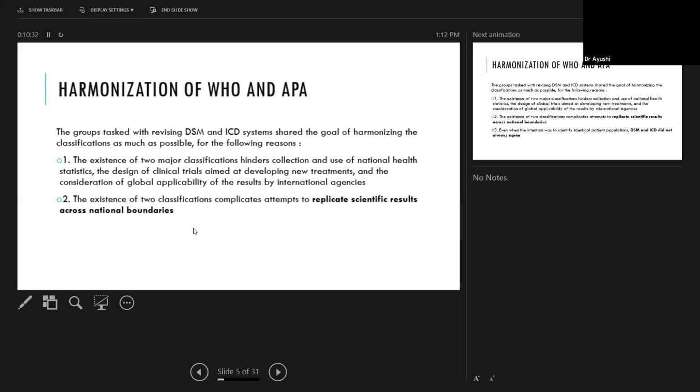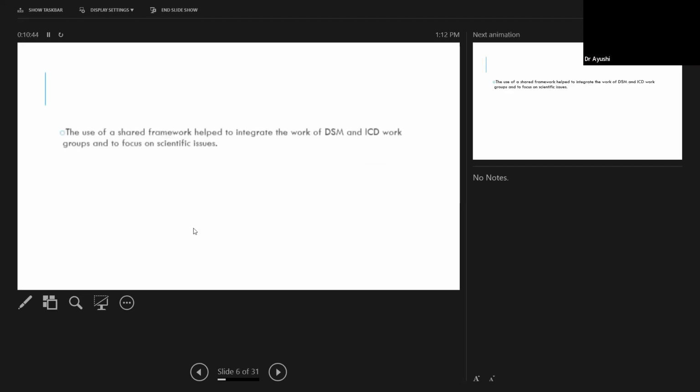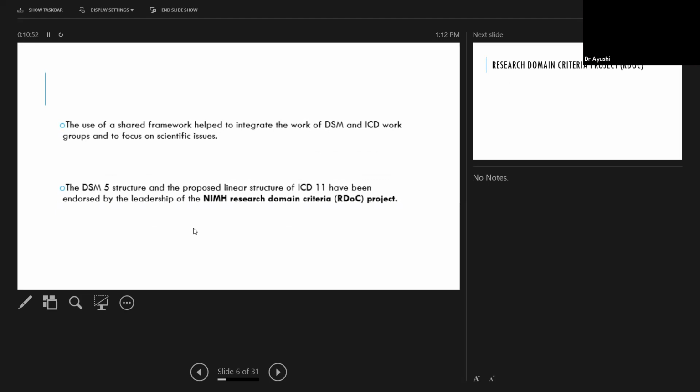The existence of two classifications complicates the attempts to replicate scientific results across national boundaries. And even when the intention was to identify identical patient populations, DSM and ICD did not always agree. So the use of a shared framework helped to integrate the work of DSM and ICD work groups and to focus on scientific issues. The DSM-5 structure and proposed linear structure of ICD-11 have been endorsed by the leadership of the National Institute of Mental Health Research Domain Criteria Project.